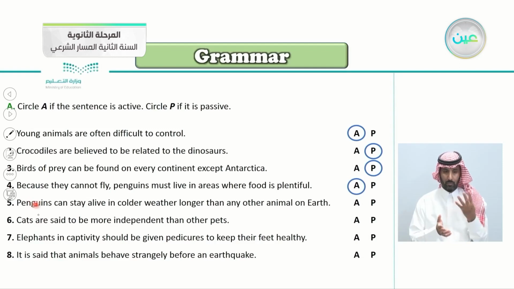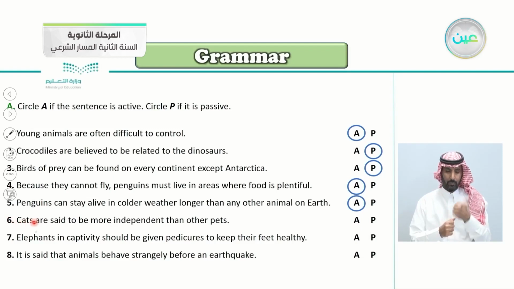Number five, penguins can stay alive in colder weather longer than any other animal on Earth. So this one is also what? Is it an active or passive? Is penguins here the subject or the object? Penguins can stay alive in colder weather longer than any other animal on Earth. So number five is also an active because penguins is the subject here.